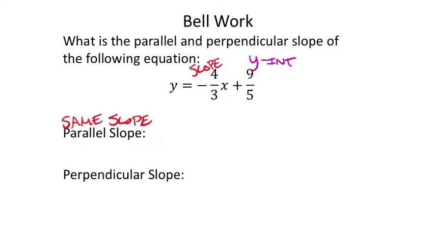So where this one is showing right now at negative 4/3, the parallel slope would be exactly the same, negative 4/3. Perpendicular slope, on the other hand, is a little different, where we're going to have to take that slope and find its opposite reciprocal.